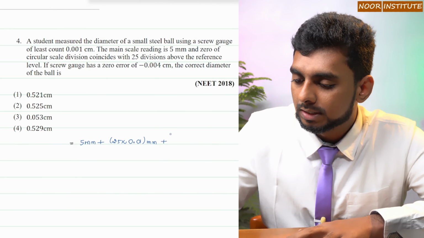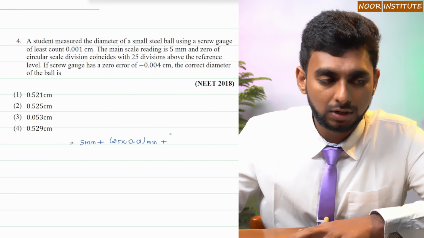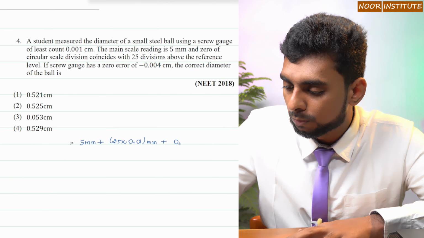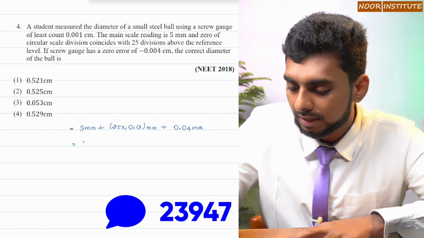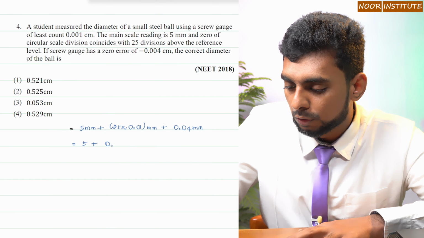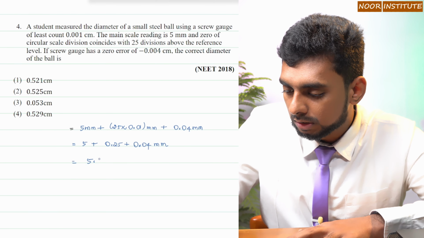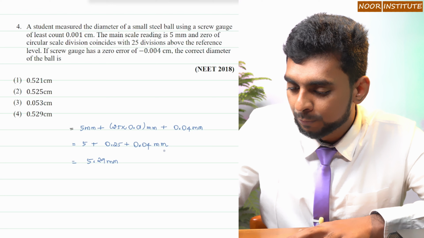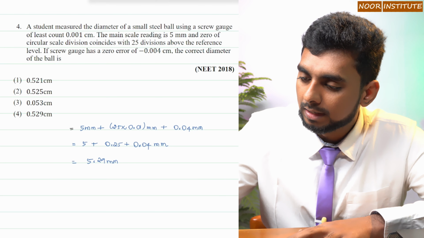Okay. And then plus the next one is the error, right? So in this situation, it is a negative error. Therefore, I'll have to add it. So if I do the addition, I'll have 0.04 millimeter, right? Finally, we'll convert everything to centimeter; for now let everything be in millimeter itself. Okay. So I have 5 millimeter, and then you have 25 into 0.01, which is 0.25, plus 0.04 millimeter. So you will have 5.29 millimeter. Okay. So if I do the conversion, I'll have 0.529 centimeter, right? Therefore, the answer is option 4.